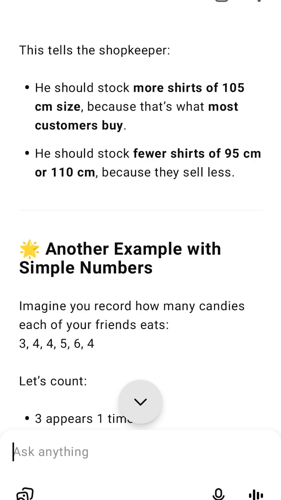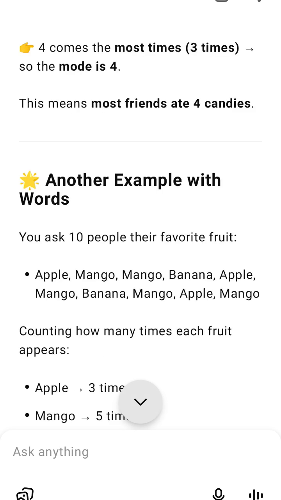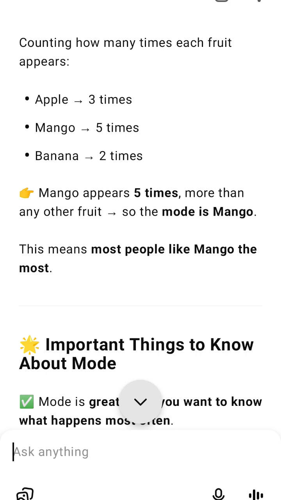What is mode? The mode is the value that appears the most in a set of data. It shows what is most common, most frequent, or most popular among the observations. Unlike the mean, or average, the mode is found by counting how many times each value occurs, not by adding or dividing.